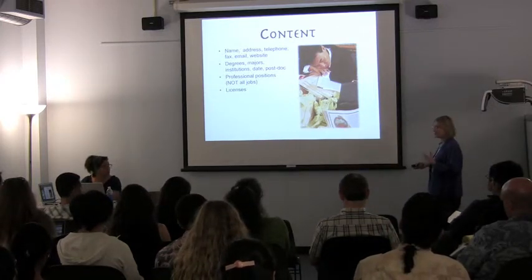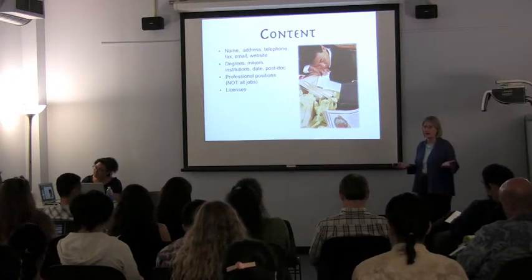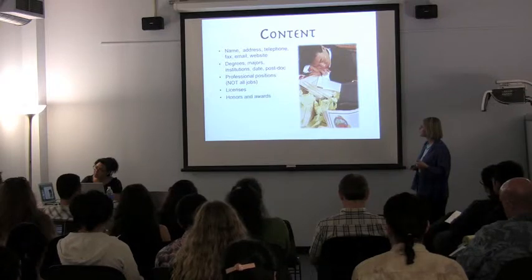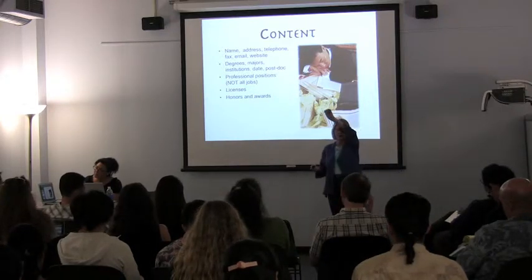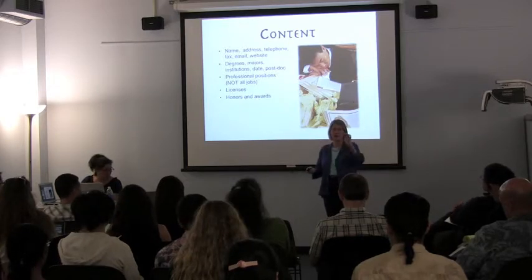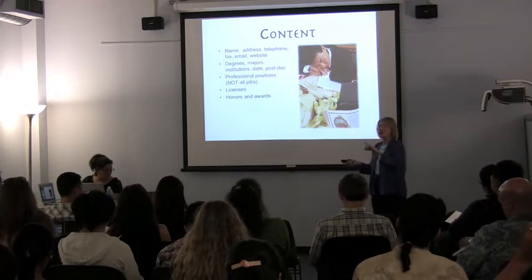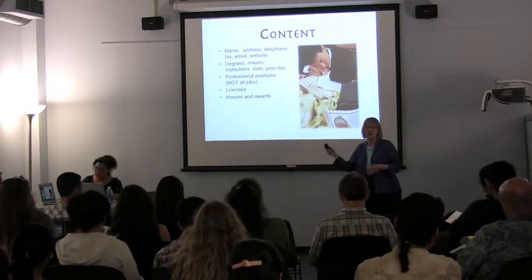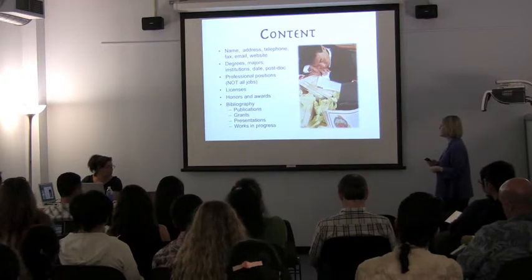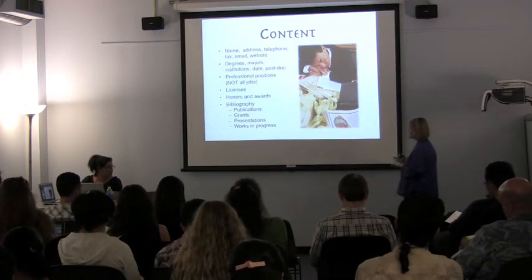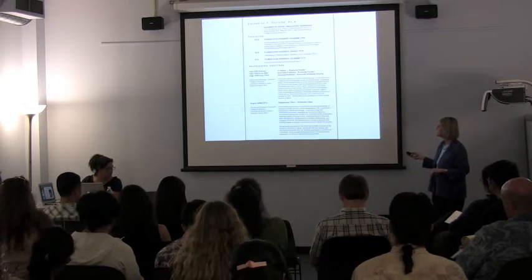Licenses, like say you have a real estate license or a medical license or something else, you can put those. Any kind of honors and awards, and even though they aren't up front, I have them underneath my professional position, so I have a small number of those. But I don't have the professional organizations, like you said, they're in the back. The bibliography would include publications, grants, presentations, as well as works in progress.